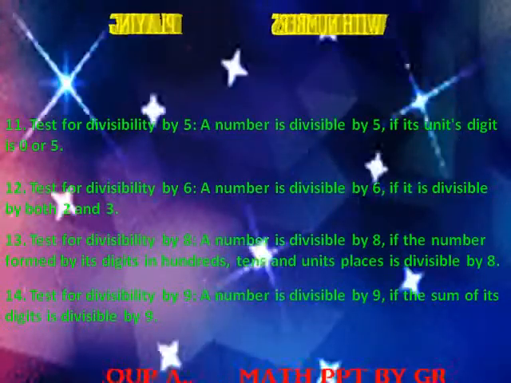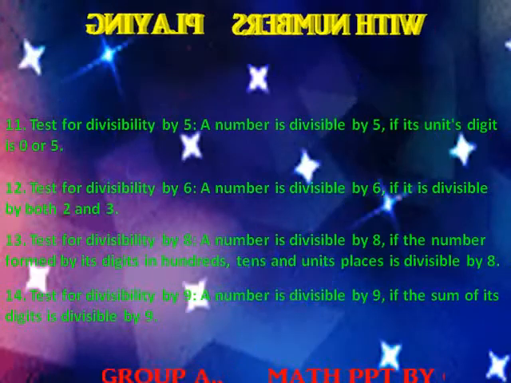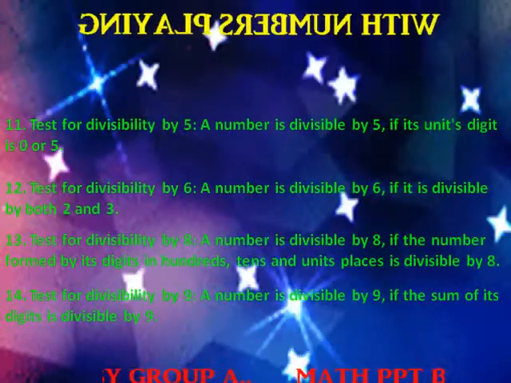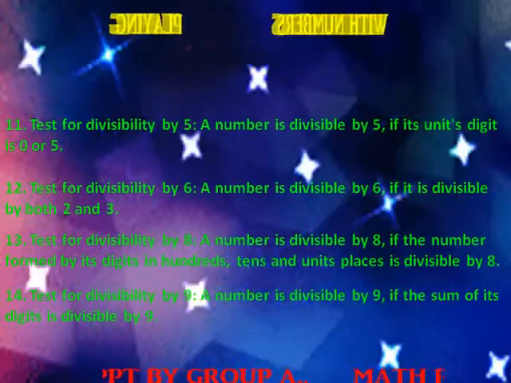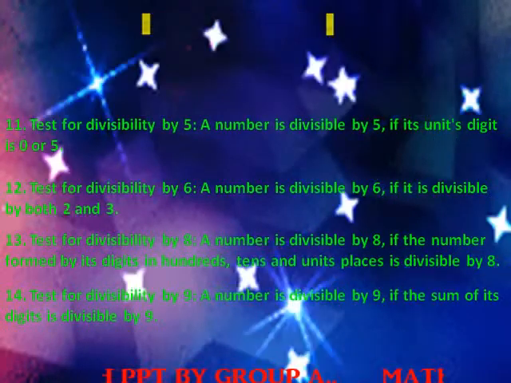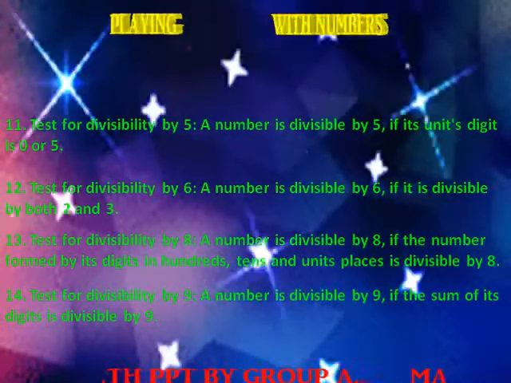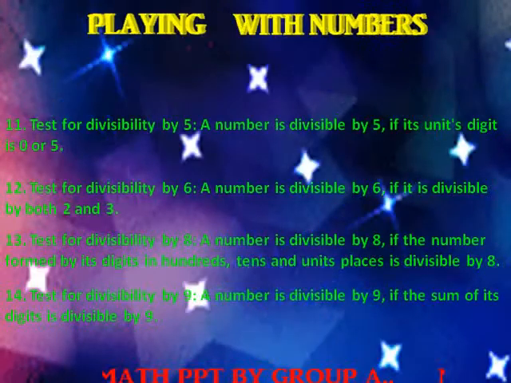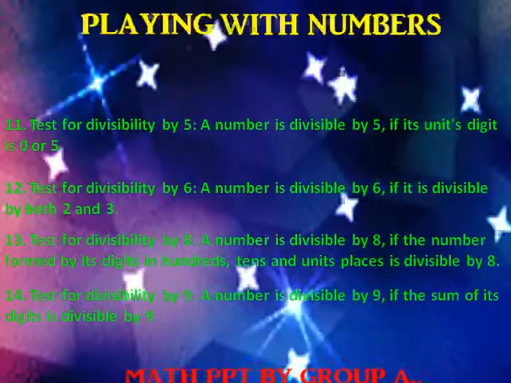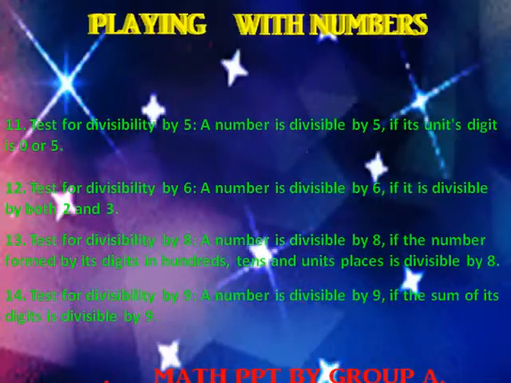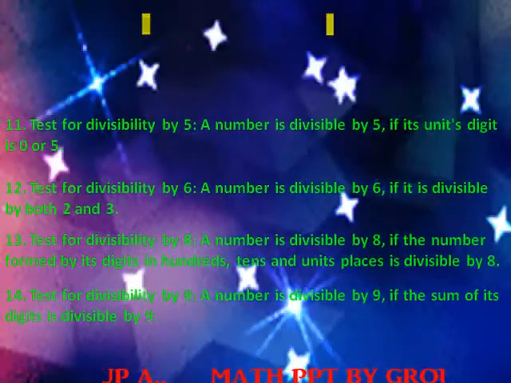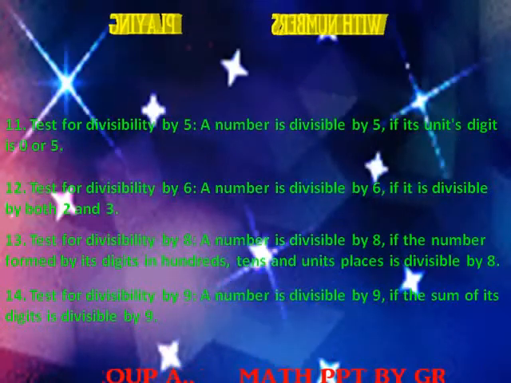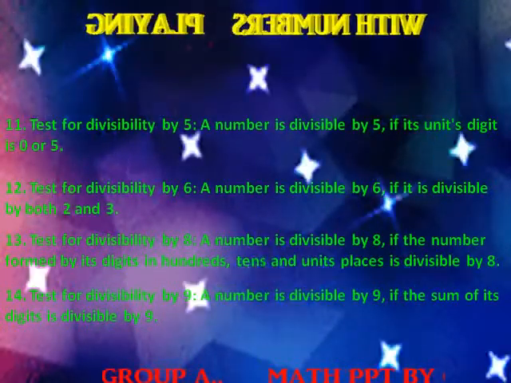11. Rule for divisibility by 5: a number is divisible by 5 if its units digit is 0 or 5. 12. Rule for divisibility by 6: a number is divisible by 6 if it is divisible by both 2 and 3. 13. Rule for divisibility by 8: a number is divisible by 8 if the number formed by its digits in hundreds, tens and units places is divisible by 8. 14. Rule for divisibility by 9: a number is divisible by 9 if the sum of its digits is divisible by 9.